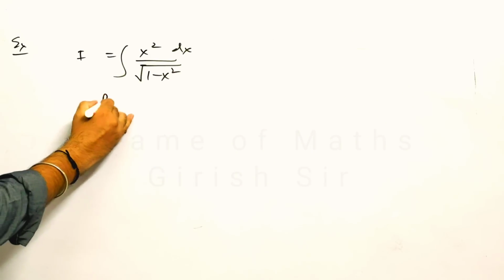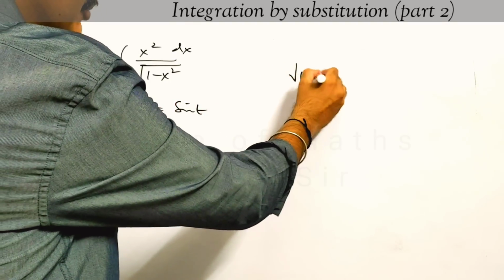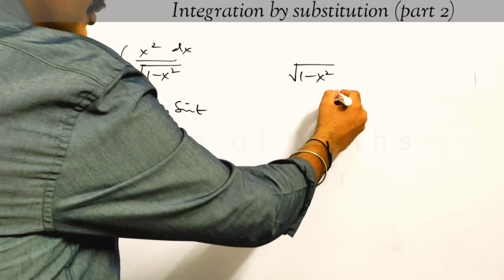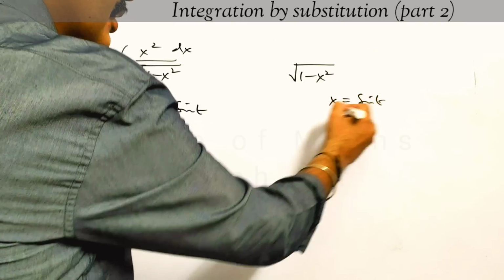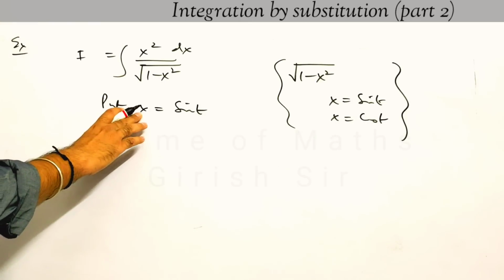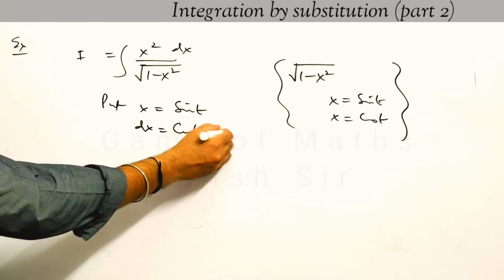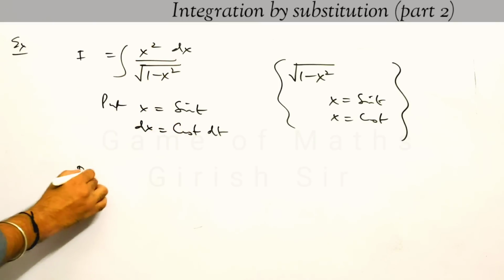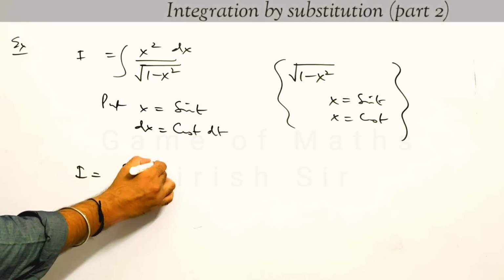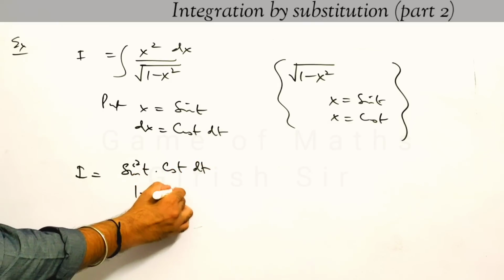In this question, if you put x equal to sine t, see, whenever you have root of 1 minus x square, then x equal to sine t, x equal to cosine t are useful substitutions in such expressions. So like here, I am going to put x equal to sine t and differentiate to get dx equal to cos t dt. Make these substitutions here. This is sine square t, dx would be cosine t dt. Over here I write 1 minus sine square t.